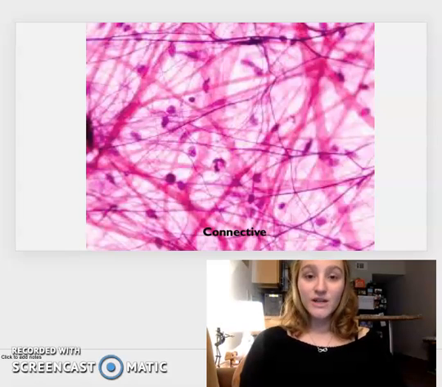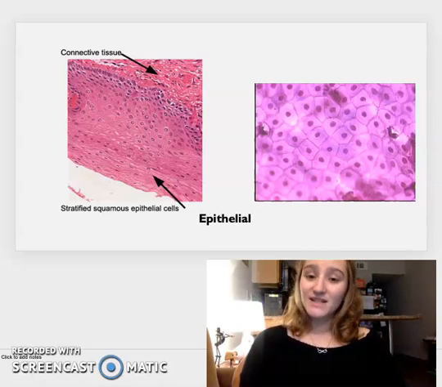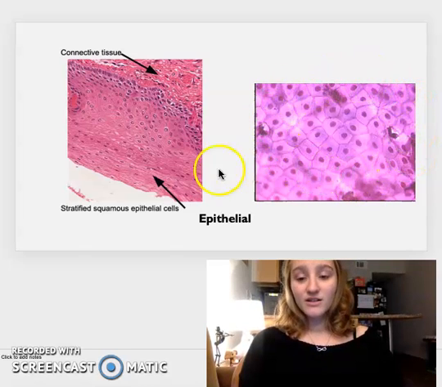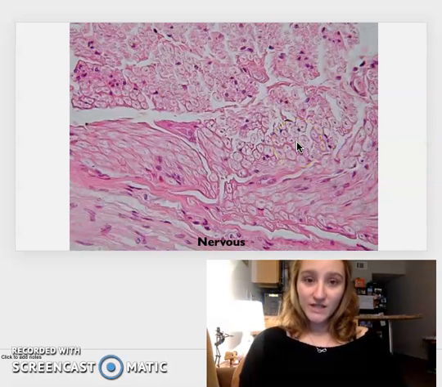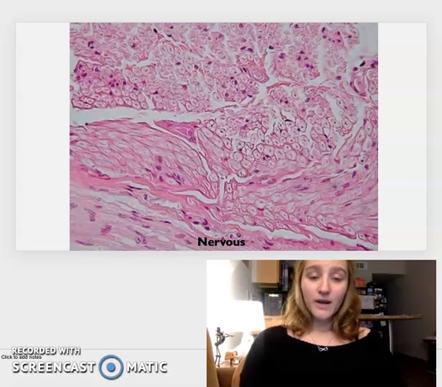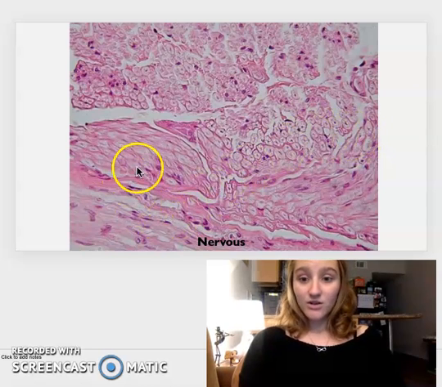Your connective tissue is responsible for connecting your organs and other tissues. Your epithelial tissue is responsible for covering your organs and protecting them from the outside. You can see that this looks like a cluster of very simple cells. Your nervous tissue is responsible for carrying signals throughout your body. It can be found in organs such as your brain, your spinal cord, and nerves. Again, you can kind of see that this looks like groups of cells all clumped together.